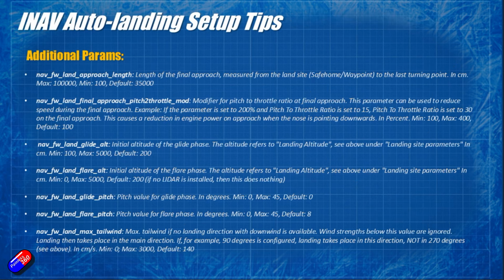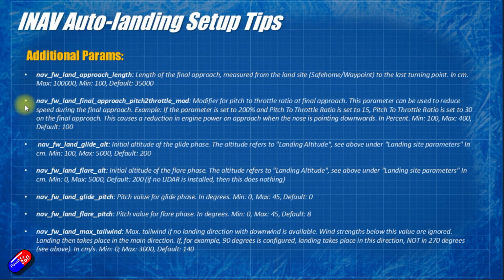There are a number of additional params that you only set once, and these are very handy. Again, I would just have a look at this slide, go and have a read at it. We'll go through them very quickly. First one, nav fixed wing land approach length. This is the length of the final approach measured from the land side to the last turning point. There is a default for this. Again, it's in centimeters, so be super careful with this when you're setting it up. I'll show you how to use that in a second.